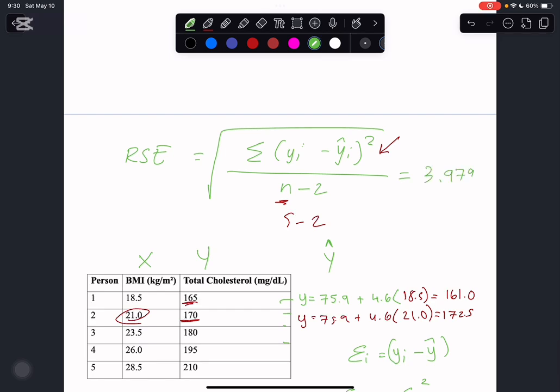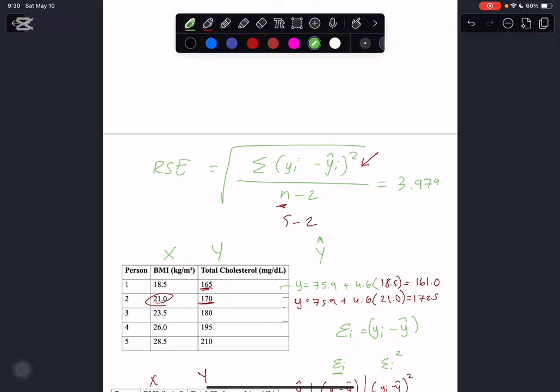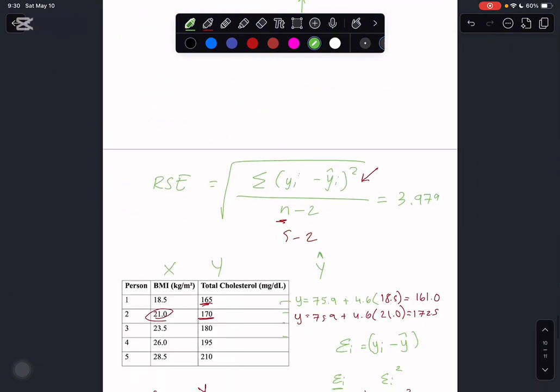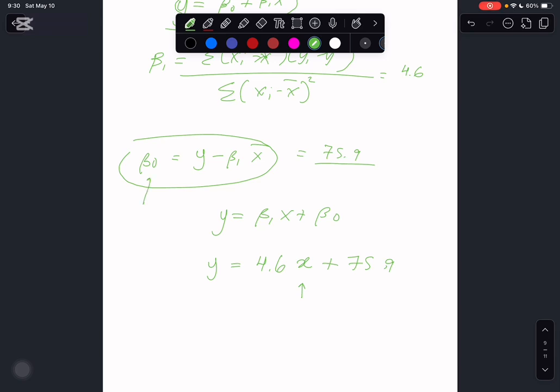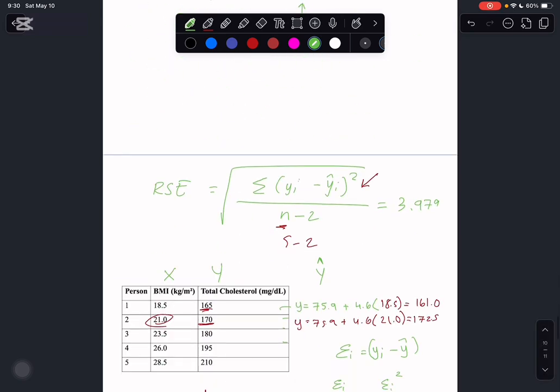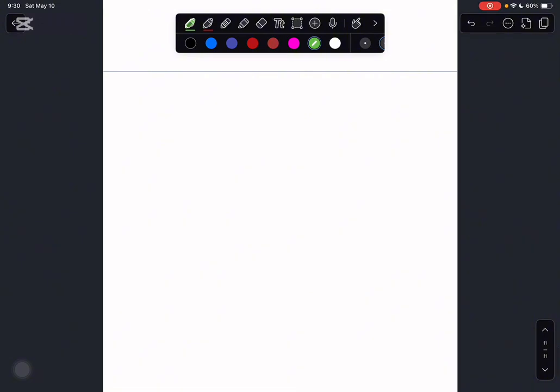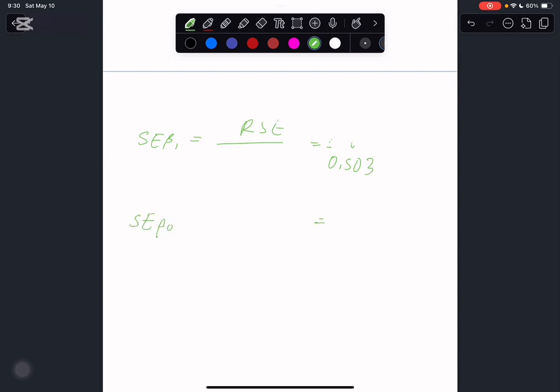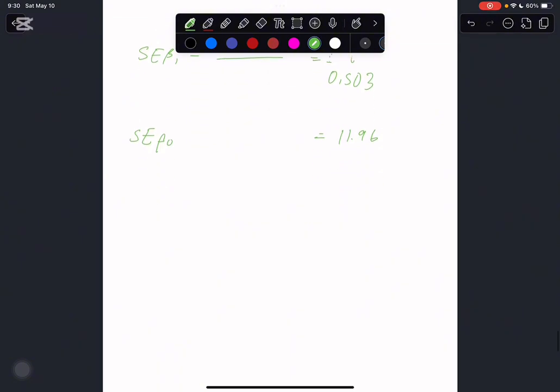Now what's next? I want to find the standard error. The other question says I want to find the standard error of B0 and B1. How do I find the standard error? Again there's a long chapter and a lot of equations, but if you understand the steps you know what you're doing. The standard error of B1 is equal to the RSE, you get the equations above. You're gonna get 0.503, and the SE of B0 equals 11.96.